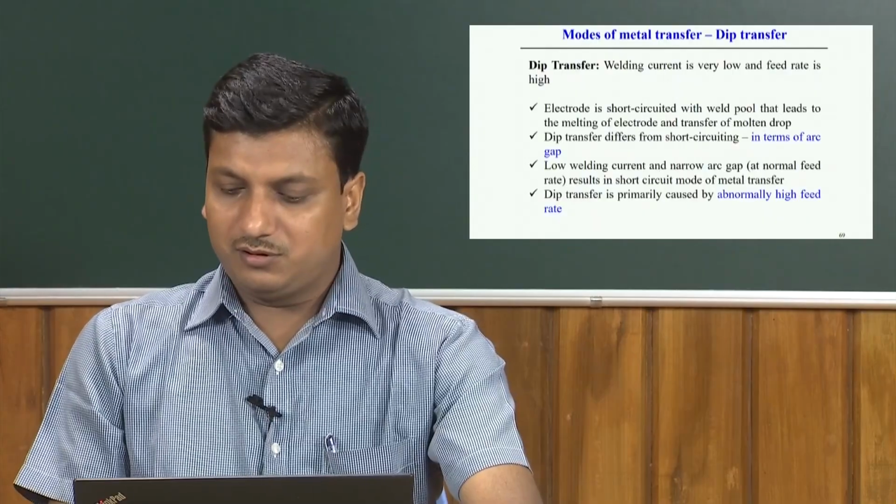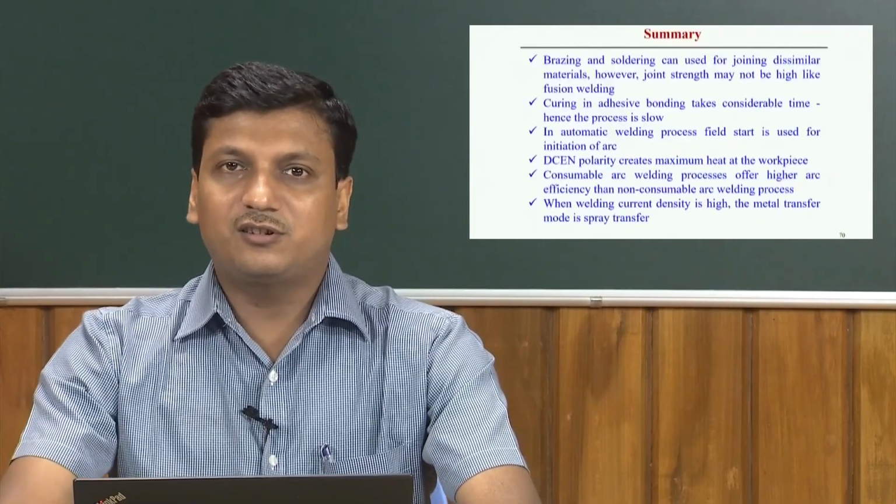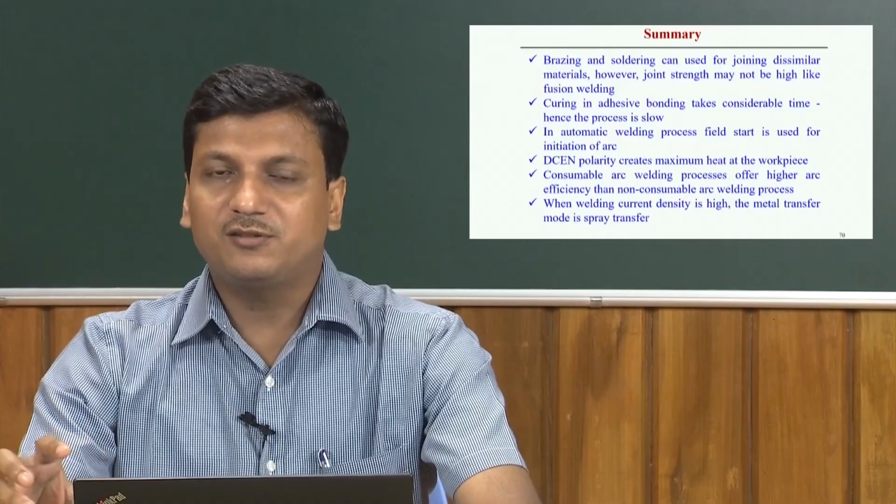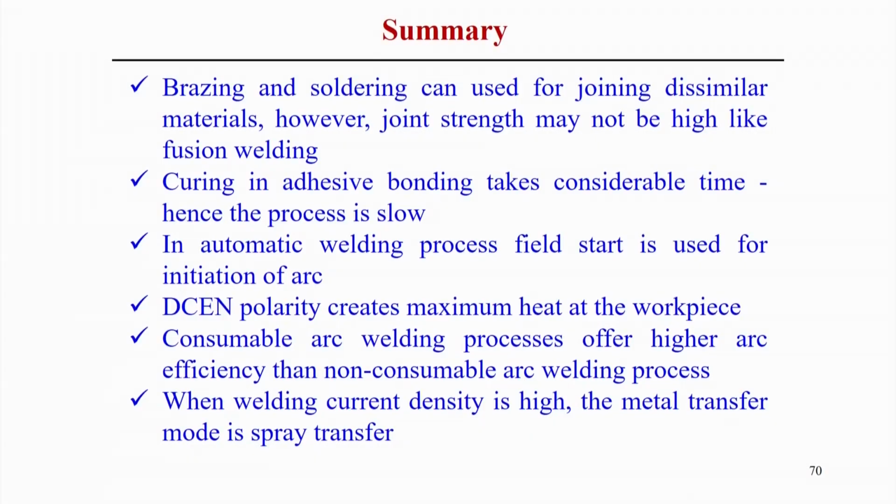So, in this way now I will conclude this part of this module, or this chapter. First we have discussed the different brazing and soldering processes, the basic mechanism of these processes, and their applicability in general. But the significant point related to the brazing and soldering process is that normally we can use this process for joining of dissimilar materials.